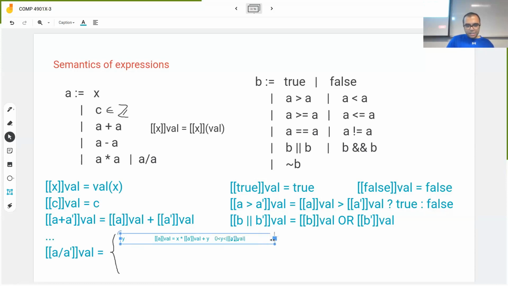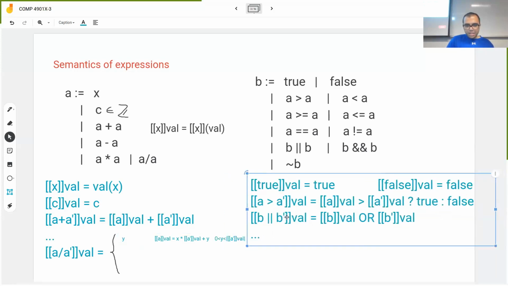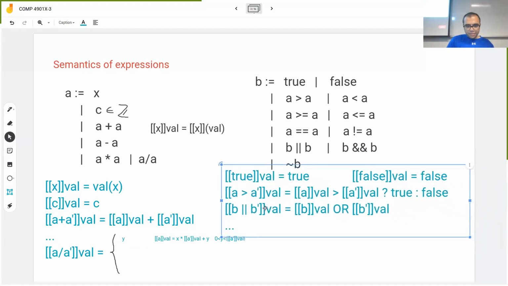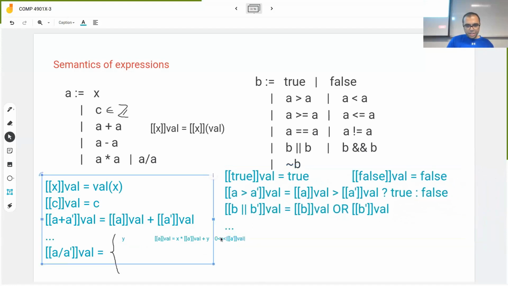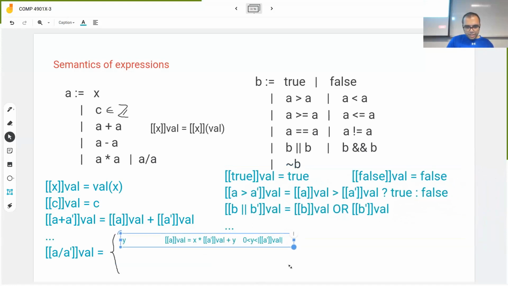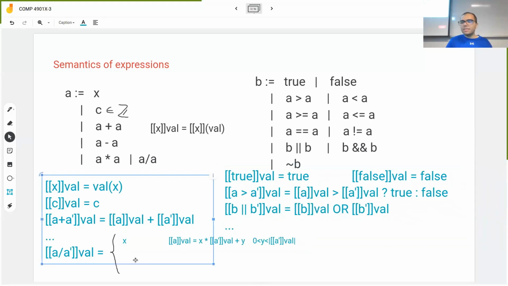Okay, so again, this is just the basic definition of integer division. Should be X, not Y. Yes, I was writing the mod, sorry, it should be X.